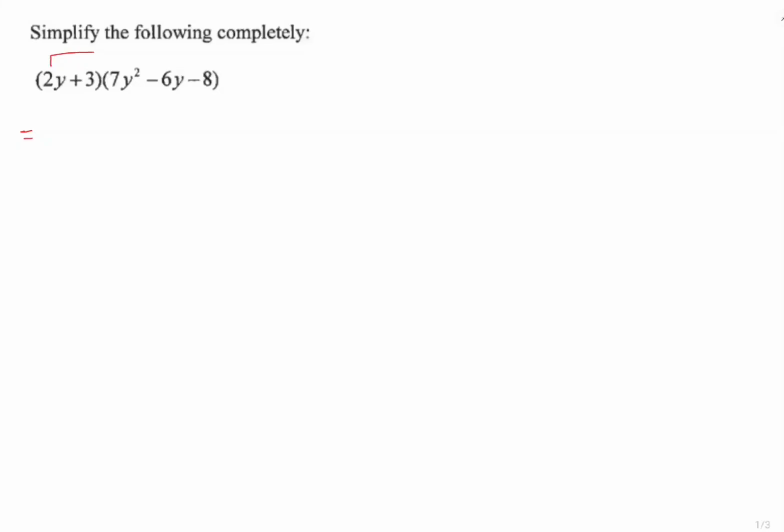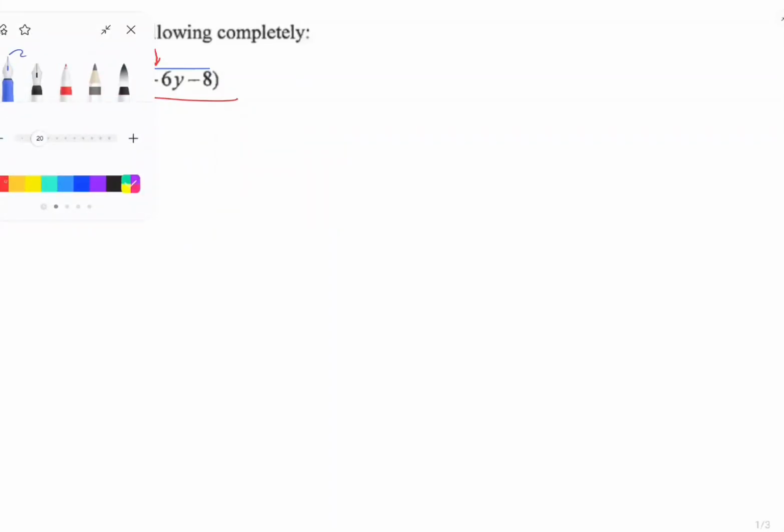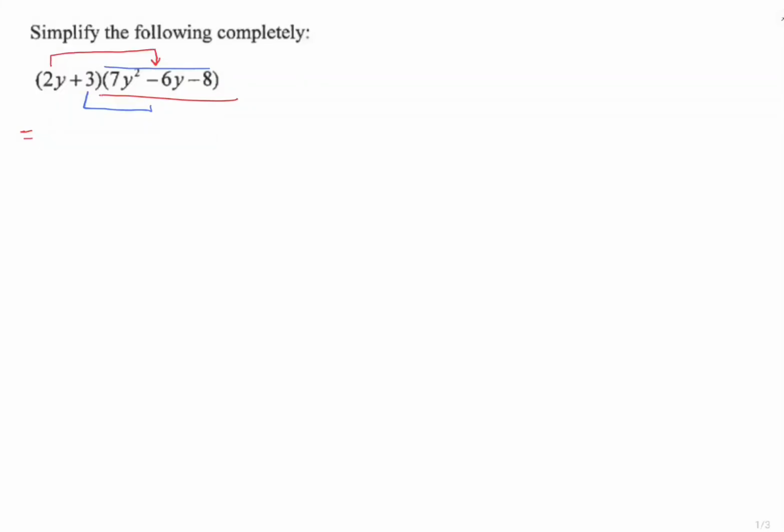like this number is supposed to be multiplied with every number in the next bracket, and also this number has to be multiplied with every value in this second bracket. So let's jump into the workings now. What we're gonna do is take that 2y and multiply it by that 7y squared minus 6y minus 8. That's the first thing that we did, right?